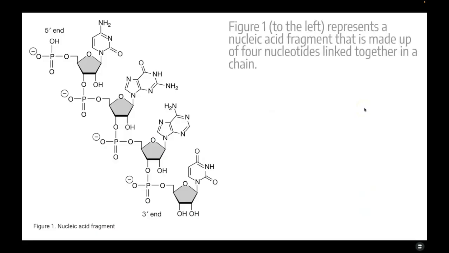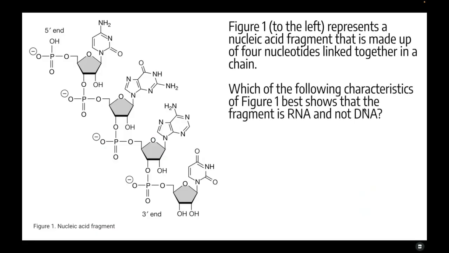All right, and so we have a question right here. The figure to the left represents a nucleic acid fragment that's made up of 4 nucleotides linked together in a chain. And so here are your bases. Remember, we just said that some of them have 1 ring and some of them have 2 rings. So which of the following characteristics of figure 1 best shows that the fragment is RNA and not DNA?